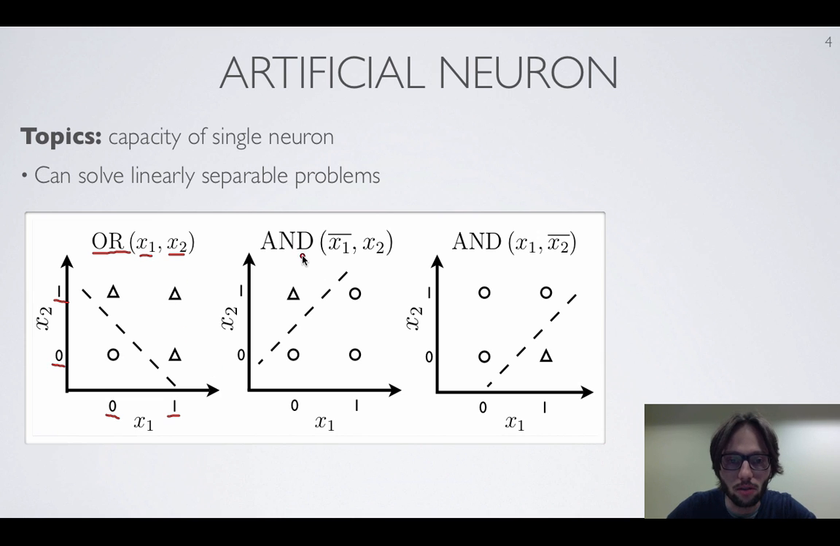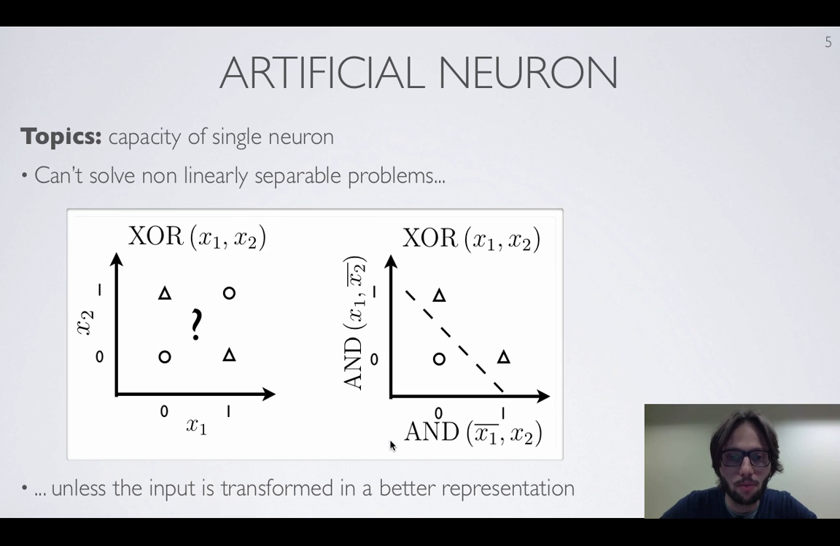Here's another function, a bit more complicated: the AND function over the negation of x1 and x2. Then all of these points will be of class 0, and this one will be of class 1. And again, we can pass a line between the 2 classes. We have another example, with the negation of x2, where we get a class 1 here and the others are 0. Again, we can pass a straight line. So these simple functions can easily be modeled by a single artificial neuron.